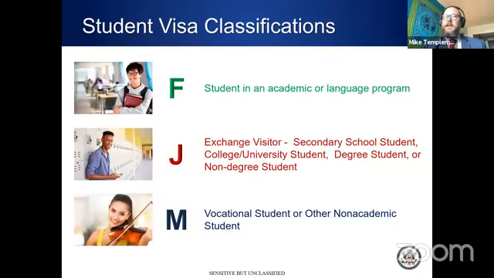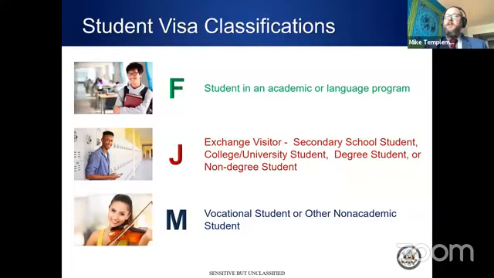So here are the basic student visa classifications. And again, this will be driven by the type of program you're applying to. The vast majority of the students that we see at the US Consulate Karachi are F category students. An F visa is for general programs like a bachelor's program. It could be a master's program. It could also be an English or foreign language program.